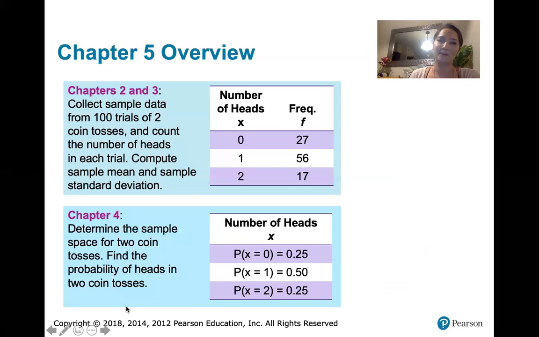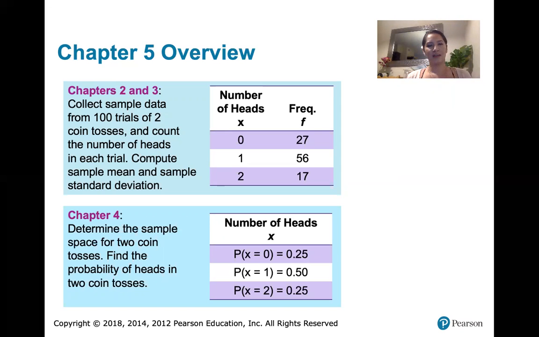Now, before we get to chapter 6, I wanted to review what we talked about in chapter 5. Chapter 5 was based on material from chapters 2, 3, and 4. Basically, we're putting 2 ideas together. You might remember back in chapters 2 and 3, we talked about summarizing and organizing data in tables, frequency distributions. We graphed that data with histograms. And then in chapter 3, we looked at measures of center. But that was all based on things that had actually happened in the past.